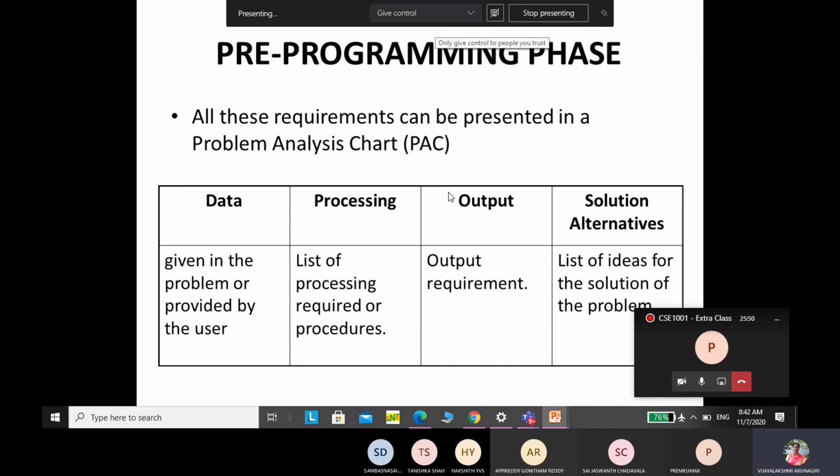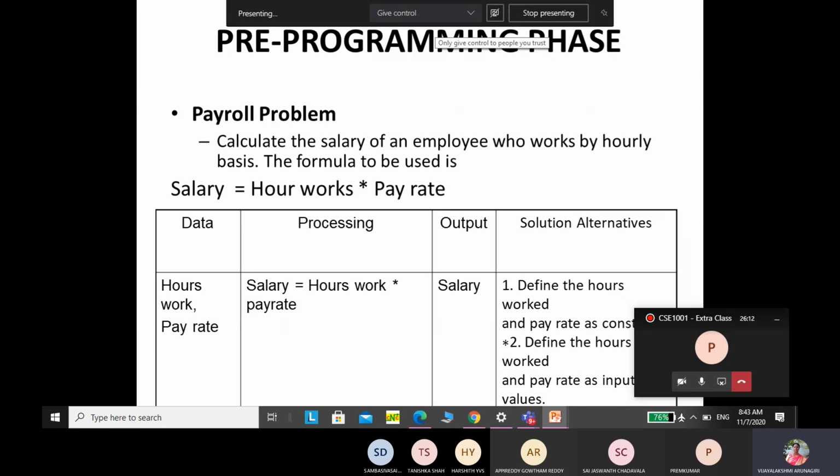This is the best way to understand the problem. That's why it's called the problem analysis chart. If you identify from the problem what inputs we are going to give to the program, how it is going to be solved, and what the output is, then it is very easy to go to the next level.